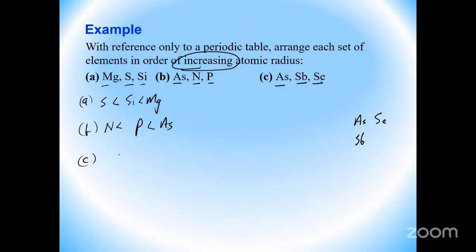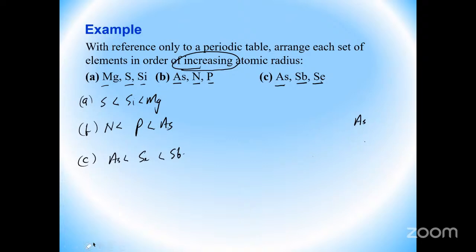Arsenic, followed by? Which increases faster? Good question. The one that increases faster is going down the group. So that means selenium, followed by antimony. That's how you can determine the order of atomic radius based on the positions of the elements in the periodic table. Wait, it's increasing. Hold on, it would be selenium and then arsenic. Yeah, you're right, actually. Thank you for pointing that out.